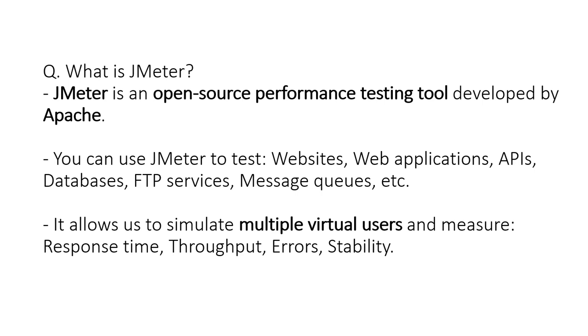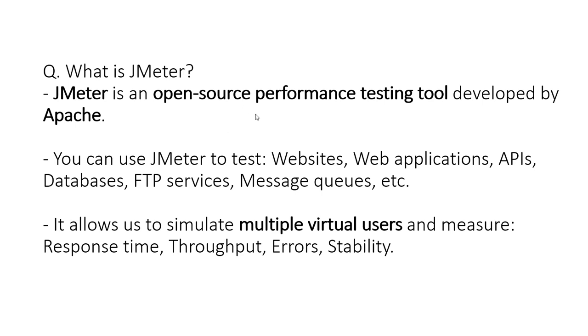Today we are going to learn what is JMeter, why JMeter, and advantages of JMeter. Let's see what is JMeter. JMeter is an open source performance testing tool developed by Apache. You can use JMeter to test websites, web applications, APIs, databases, file transfer protocol services, message queues, etc. It allows us to simulate multiple virtual users and measure response time, throughput, errors, and stability.